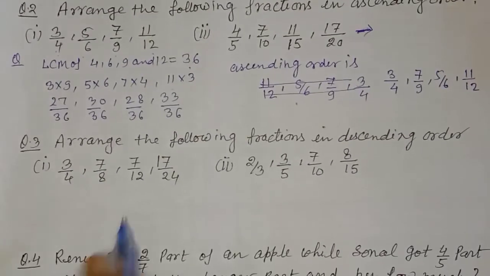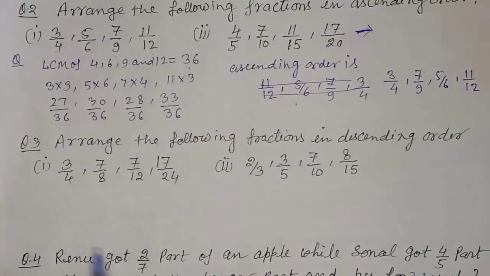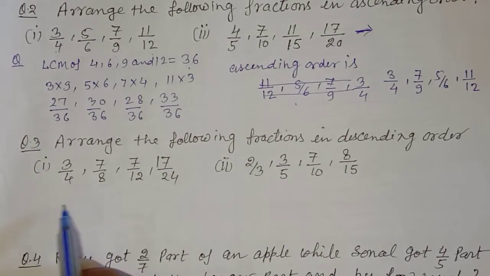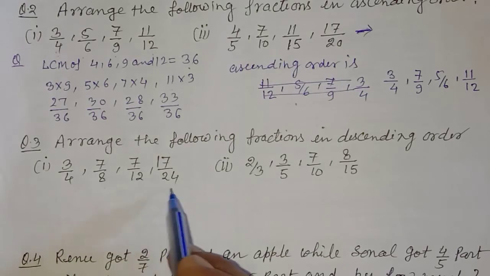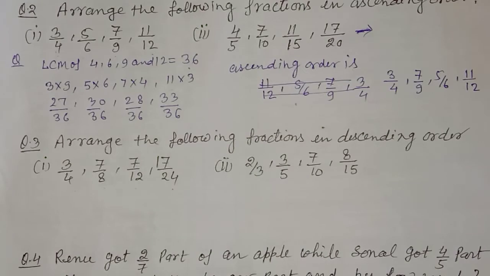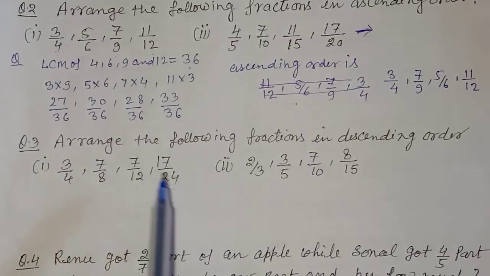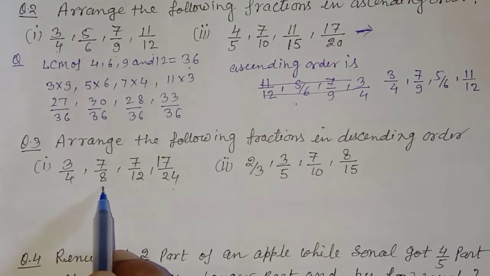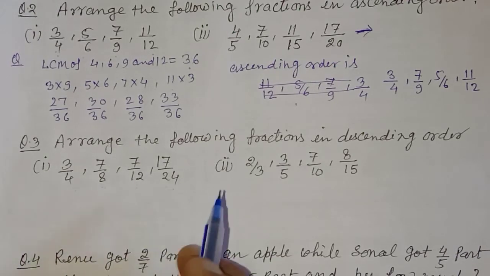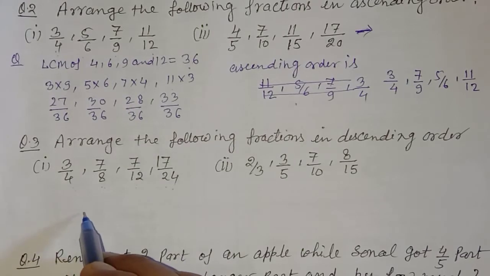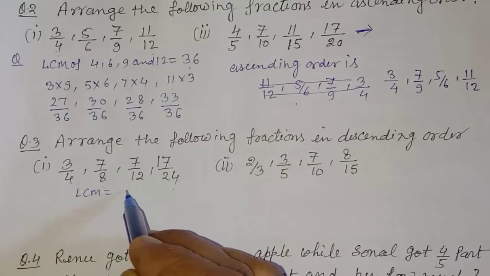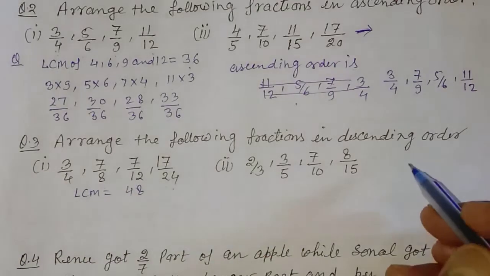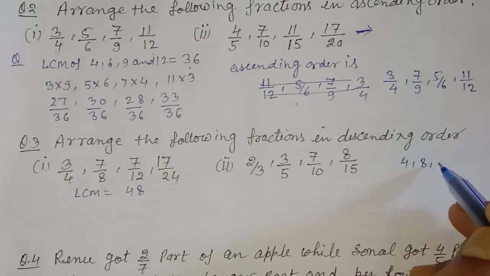Now students, arrange the following fractions in descending order. So students, first we will take the LCM of 4, 8, 12 and 24. So students, their LCM is 48, because 48 is divisible by all the numbers, that is 4, 8, 12 and 24. So students, their LCM is 48. What will be the LCM of these, students? 48. If you have any problem, you can find the LCM.